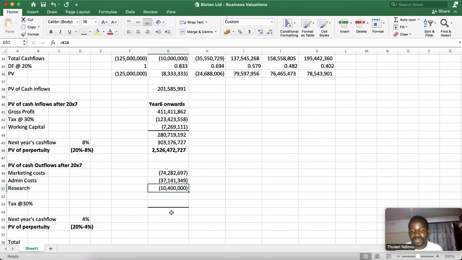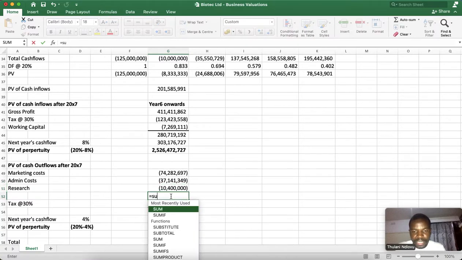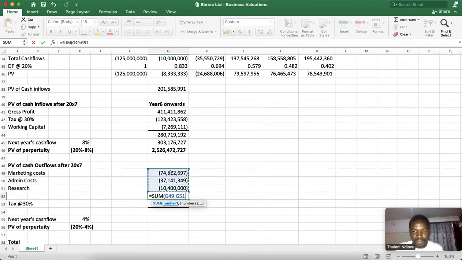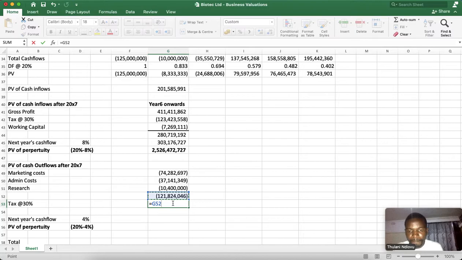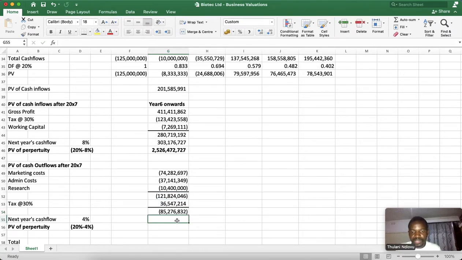Then we can sum these ones. We get that figure. That figure, we have to apply tax there. Then we have to sum that. This figure that we get now is our D0. Then we have to grow this one, multiplied by 1.04. That's the growth rate.